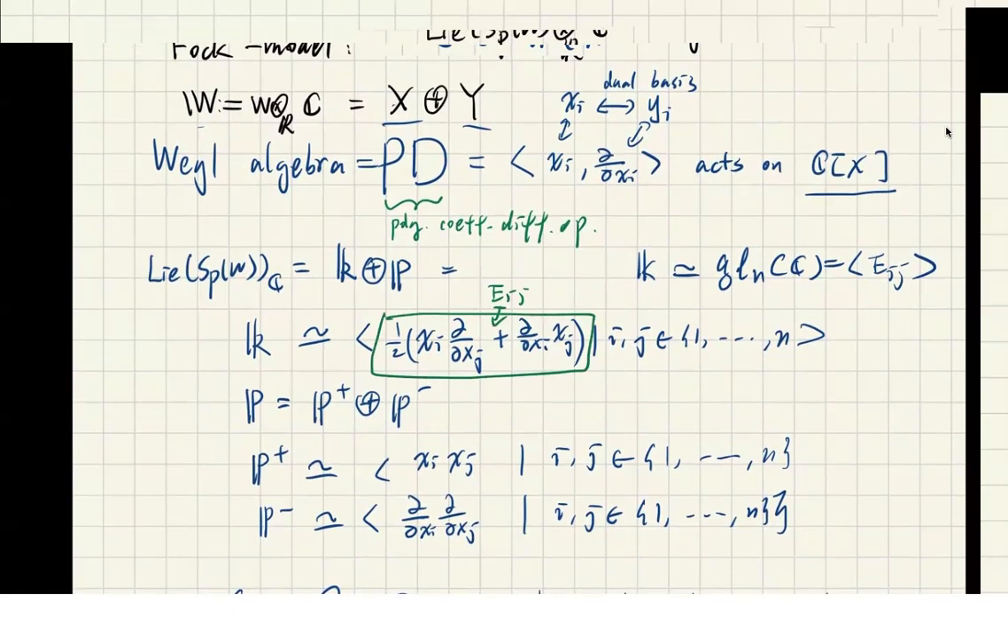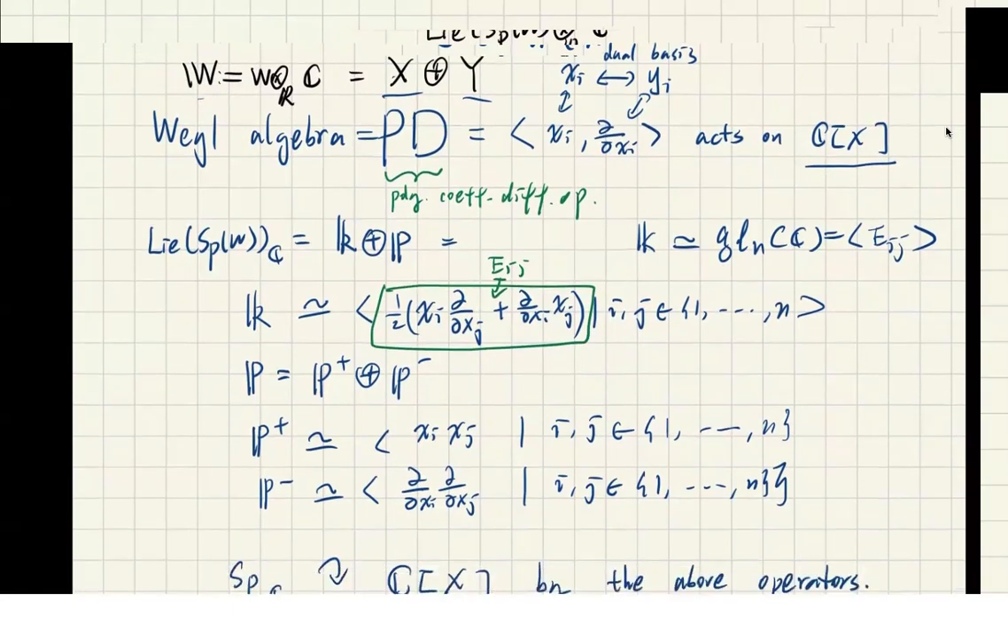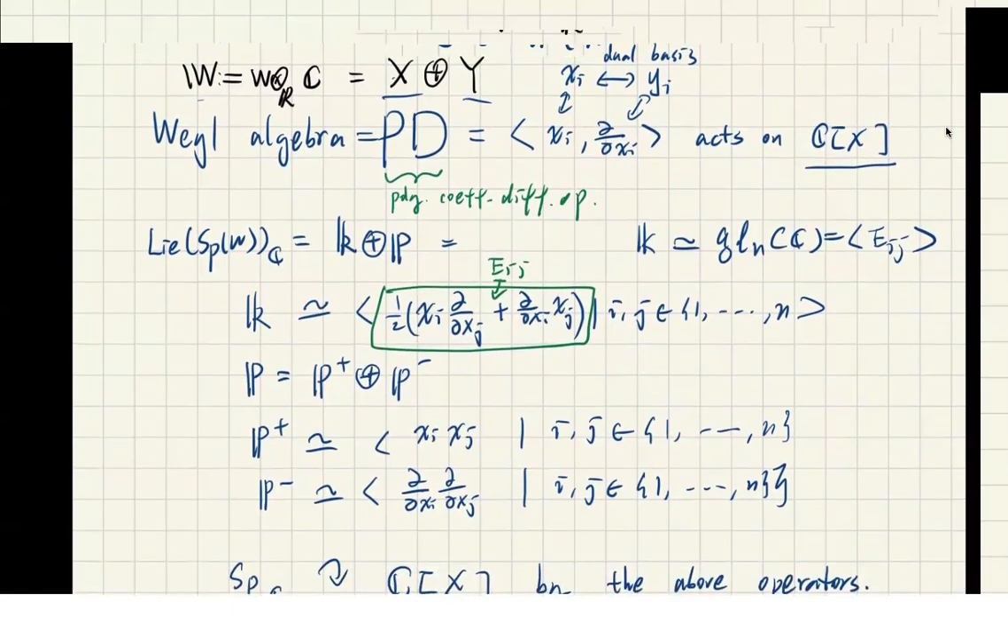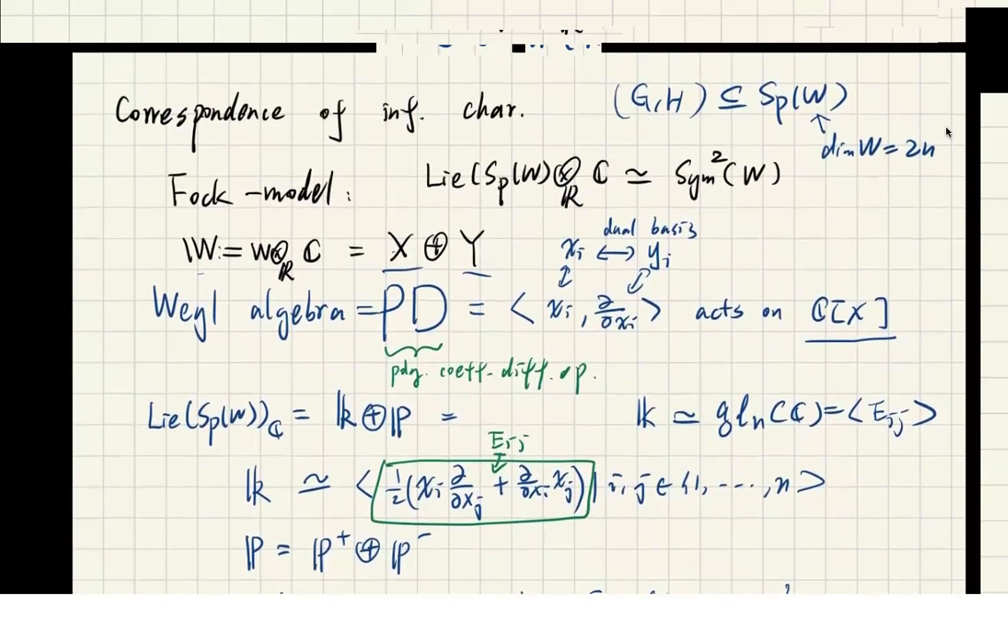So you can check it satisfies all these commutation relations. And so the non-compact part will have two parts. Basically you think of the algebra of Sp as having a gl_n C here, and then you have a symmetric square here, which is called p plus, and then you have a symmetric square of x and the symmetric square of y below. And this is the p minus part.